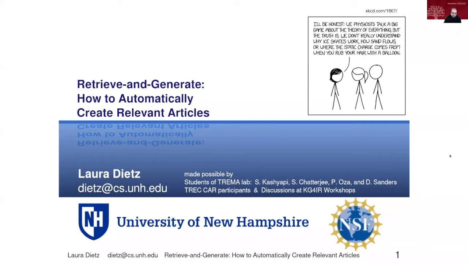And she also organizes the TREC Complex Answer Retrieval track. She's a recipient of an NSF CIIR Award for utilizing fine-grained knowledge annotation in text understanding and retrieval. And before joining University of New Hampshire, she was a research scientist in the data and web science group at Mannheim University, and also the CIIR at UMass, where she was a postdoc here with us. And she obtained her doctoral degree with a thesis on topic models for network data from Max Planck Institute for Informatics. So without further ado, I'd like to ask Laura to start her presentation on retrieve and generate, how to automatically create relevant articles. Thank you, Hamed.